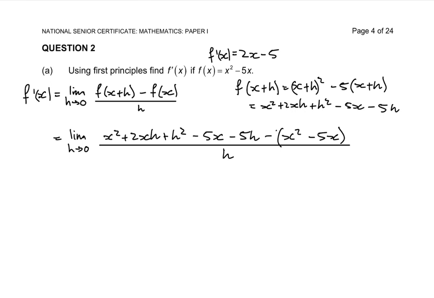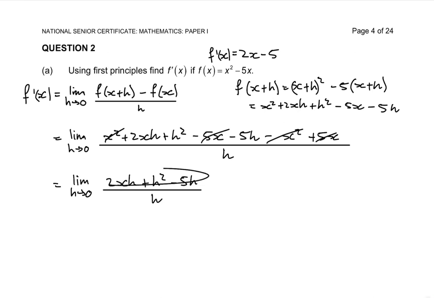All right, now if we distribute this negative into this bracket, then we get negative x squared plus 5x. And the thing that you'll note now is this x squared and this negative x squared will cancel each other out, and this 5x and that negative 5x cancel out. Now what we're left with is the limit as h tends to 0 of 2xh plus h squared minus 5h all over h.